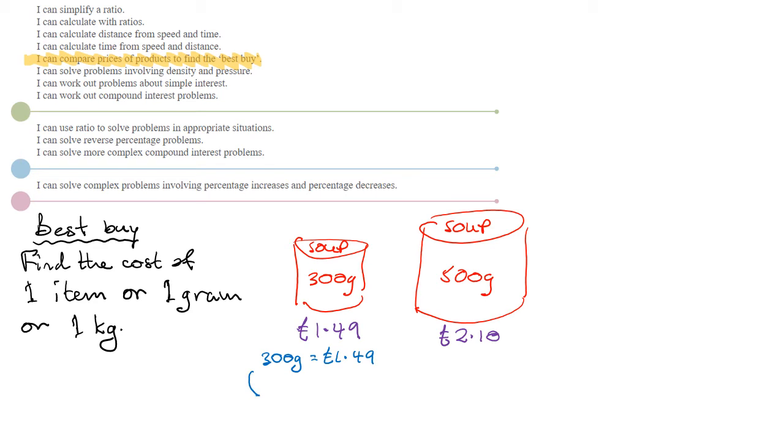So that means that if I want to find the price of 1 gram, I need to divide the cost by 300. So I'm writing it like this, and I'm going to use decimals in my answer. So if I do 149 divided by 300, 1 gram of soup comes up as a decimal.